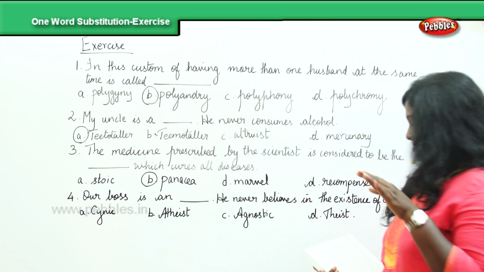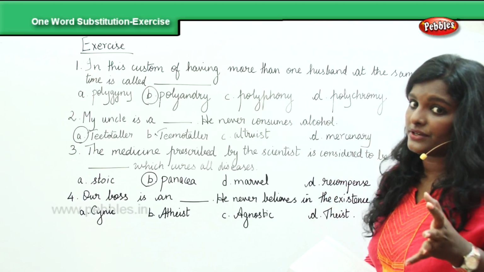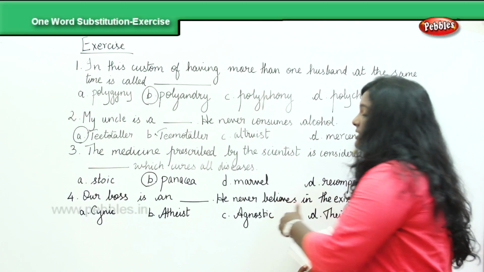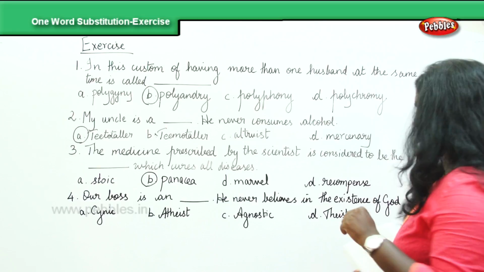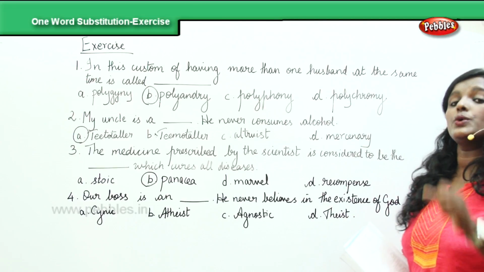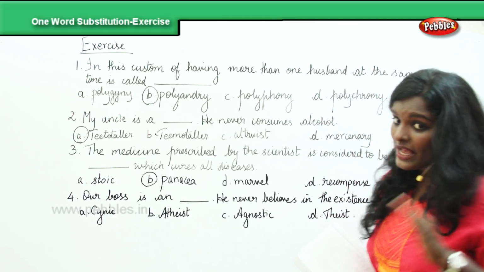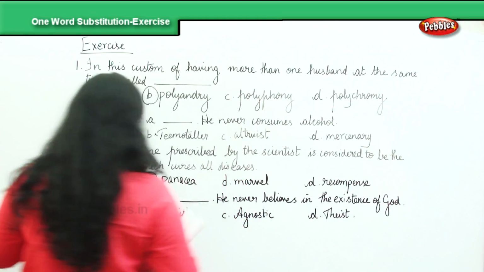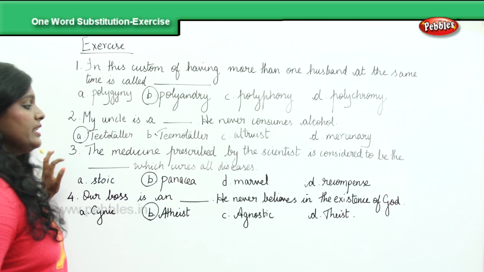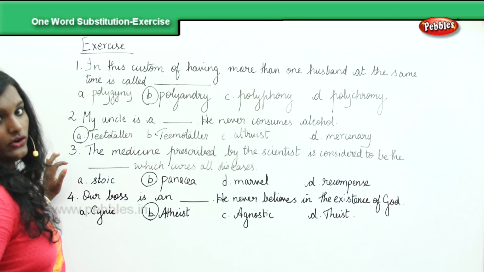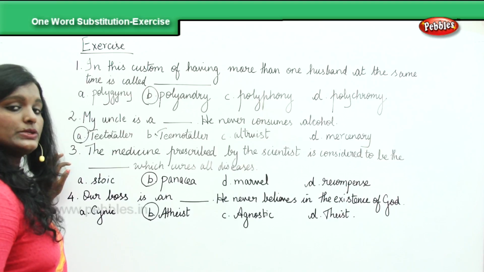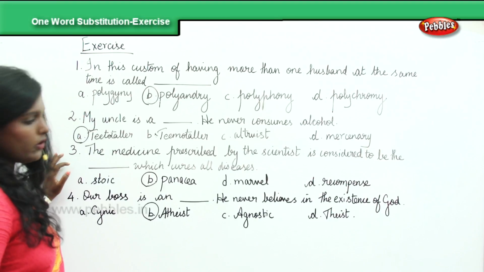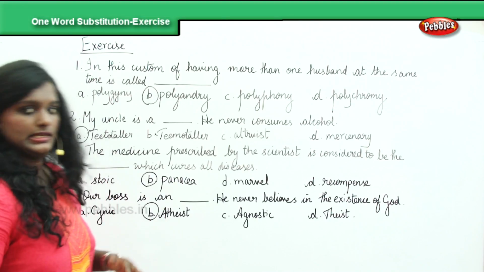Cynic is a selfish-minded person. Agnostic is a doubtful person. And theist is a person who believes in God. And as you had guessed it right, it is atheist. So our boss is an atheist. He never believes in the existence of God. That means a person who does not believe in the existence of God is called an atheist.